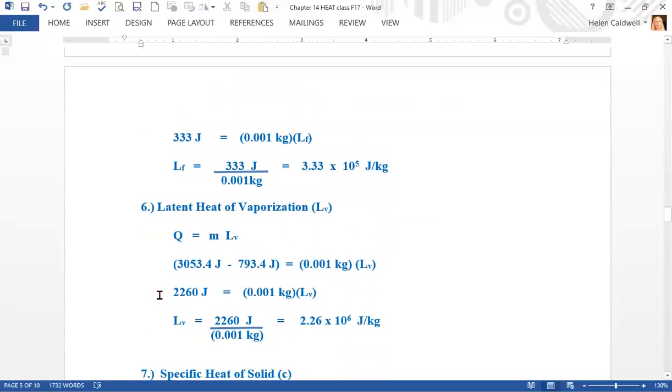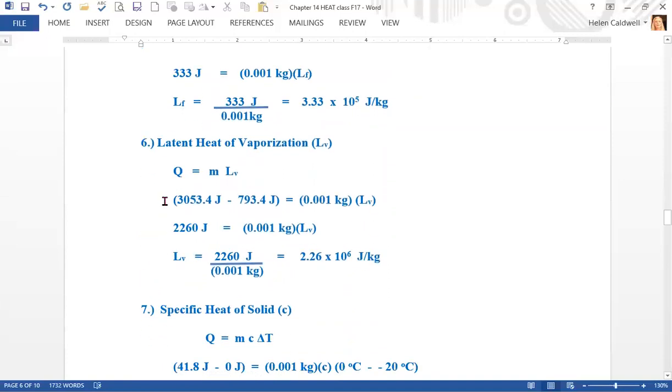So 3,053.4 joules minus 793.4 joules equals our mass, which was 0.001 kilograms times L sub V. Do the subtraction, you get 2,260 joules, and divide both sides by the mass, and we end up with 2.26 times 10 to the 6th joules per kilogram.